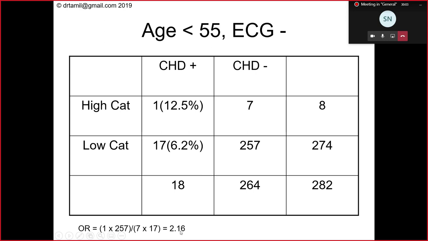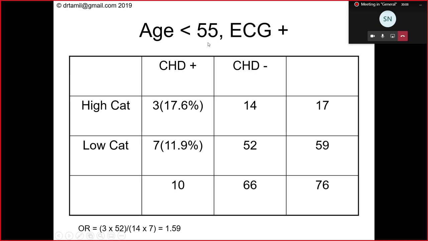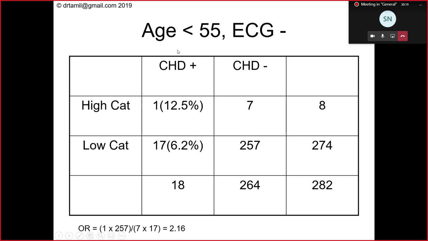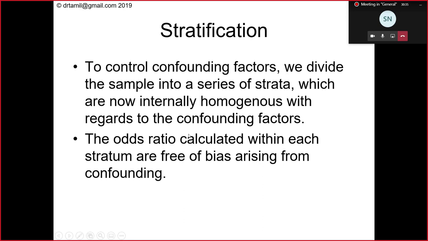The odds ratio is 2.16. If the age is less than 55 and has ECG changes, the odds ratio is 1.59. So what does it mean? It means that in this age group, less than 55, no ECG changes, stress is a higher predictor of getting coronary heart disease, 2.16, okay, compared to the other group.